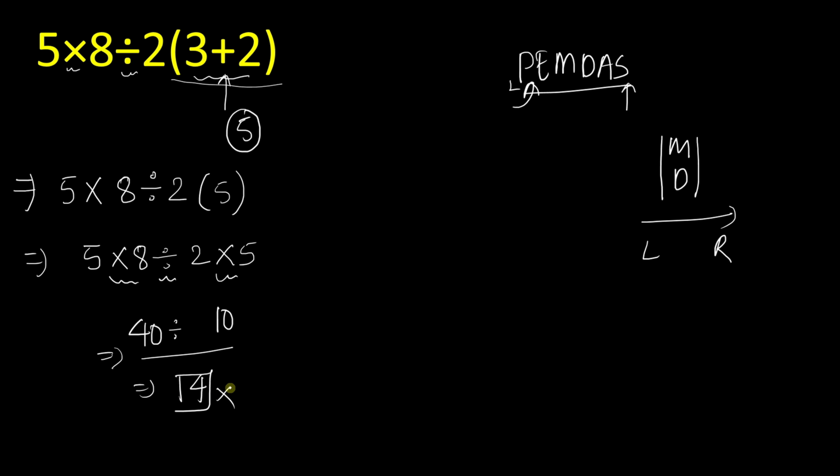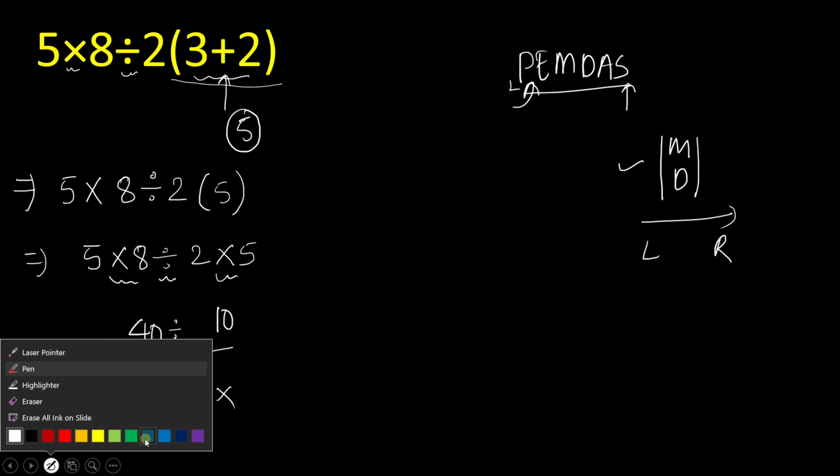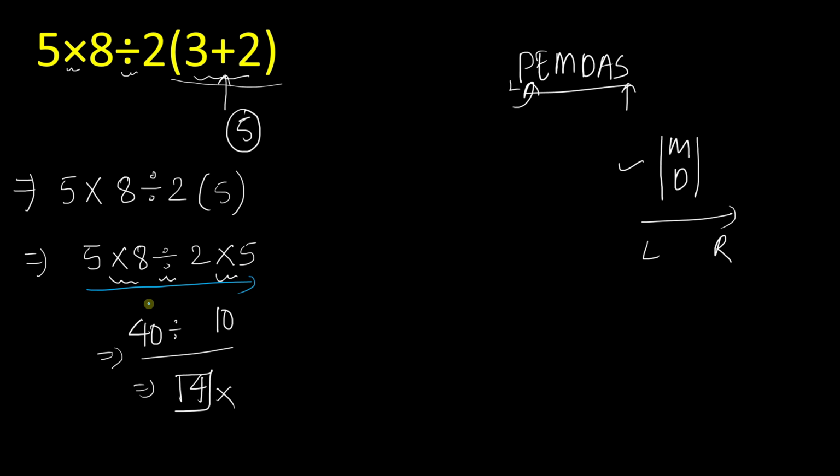this will be the wrong way. So always follow the order of operations. And here we have to solve our math problem throughout left to right. And when we solve left to right, let's write our question again. 5 times 8 divided by 2 times 5.